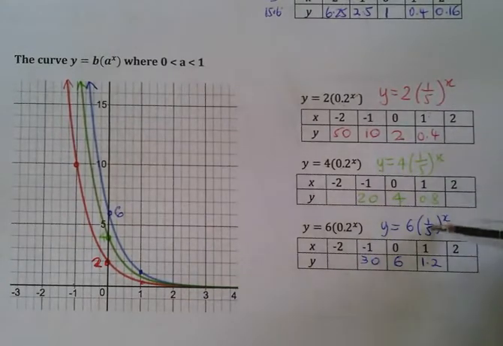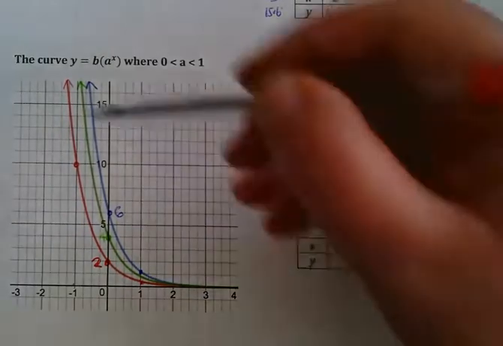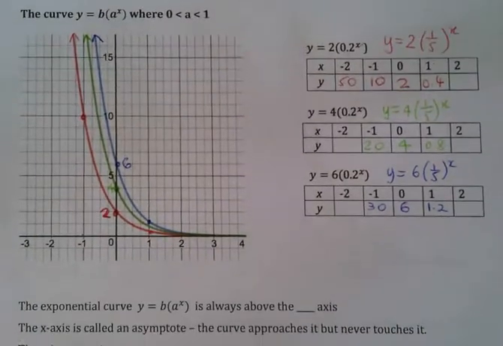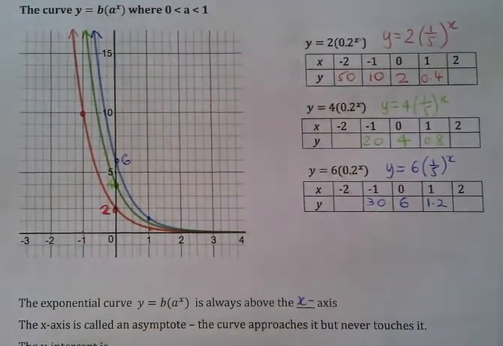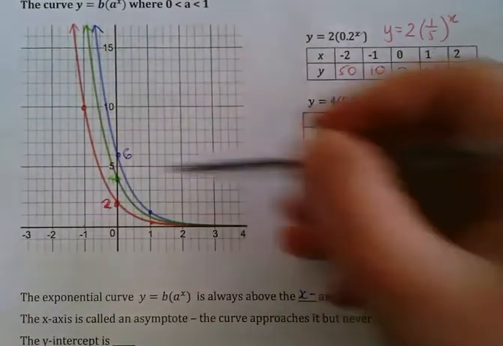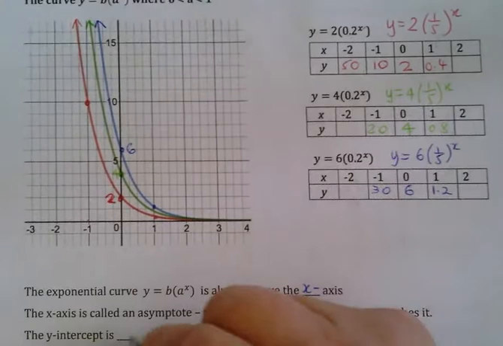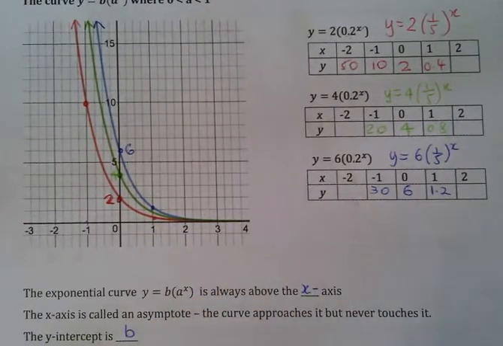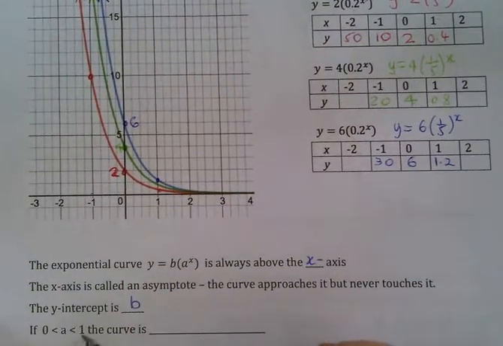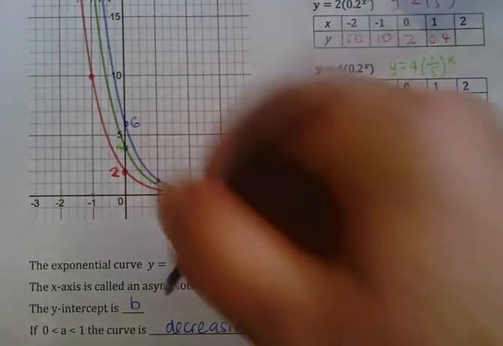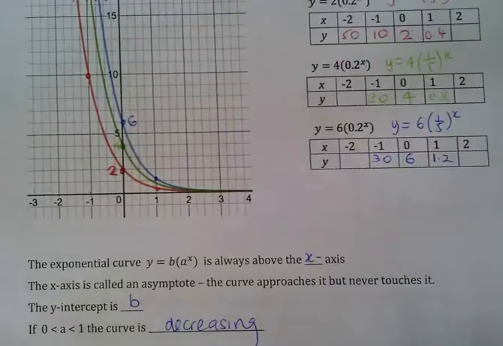And because it's a fraction to the power of x, the curves go this way instead of the other way. They're the main things. Now, again, this exponential curve is always above the x-axis. The x-axis, again, is an asymptote because the curve approaches it but never touches it. The y-intercept is whatever b is. And if a lies between the values of 0 and 1, the curve is decreasing. See, it's going down as you draw it. Okay?